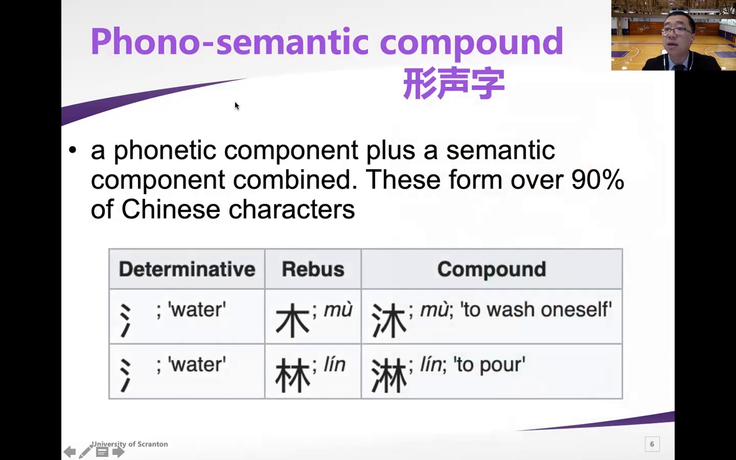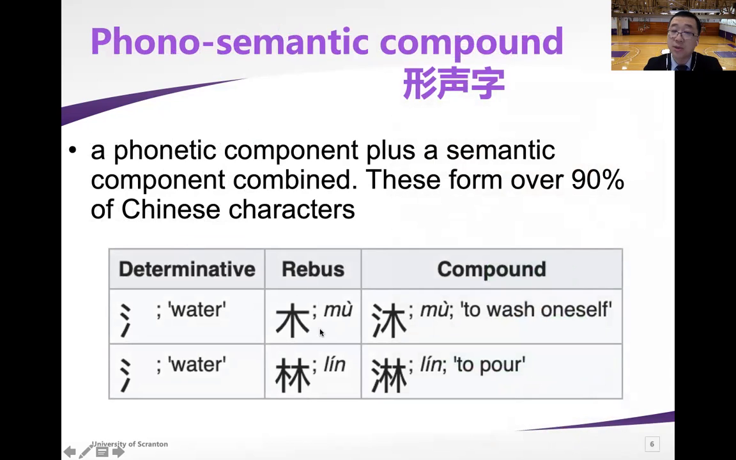The fourth one, phonosemantic compound. This is probably the most important way to construct Chinese characters, and it forms over 90% of Chinese characters. So it's a meaning part combined with a pronunciation part.